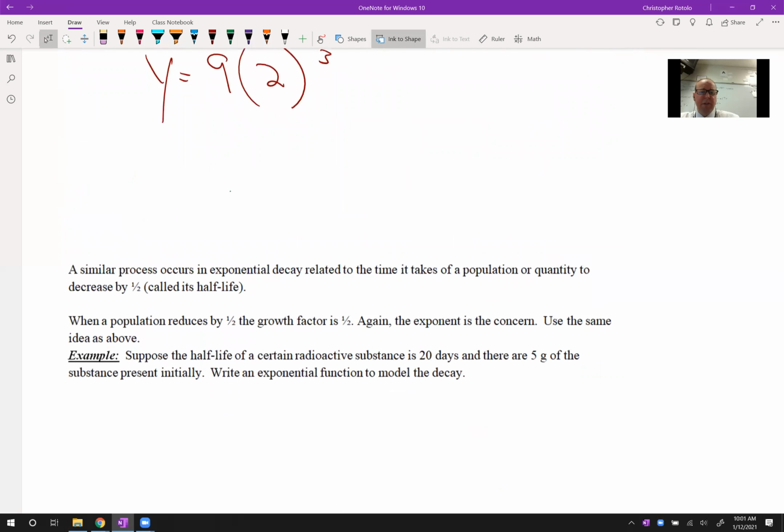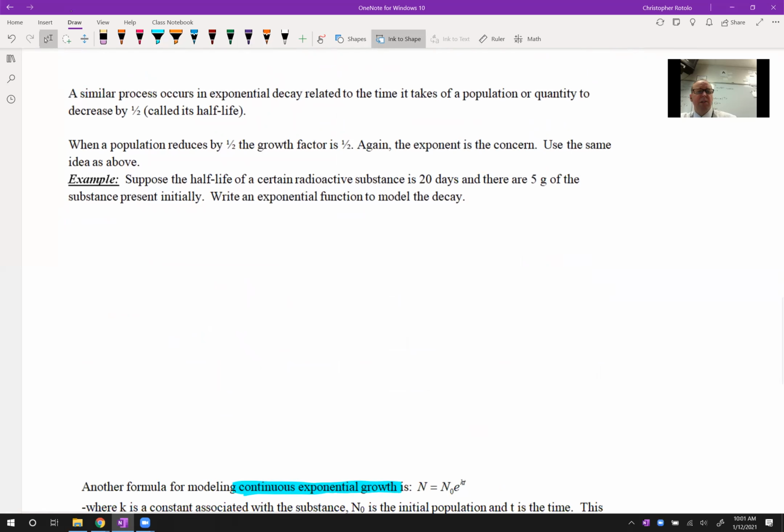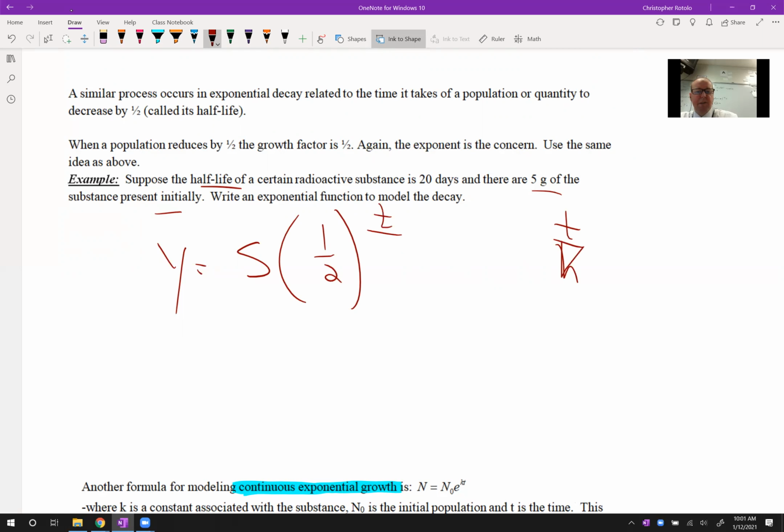All right, very similar. We're going to deal with this. So we have half-life. So y equals, a certain substance, 20 days, 5 grams initially. 5 grams, so a is 5. Half-life, so 1/2. I'm thinking about the time that it takes to be half of it. So the time is 20 days. Time divided by 20, because it takes 20 days to end up with half of it.